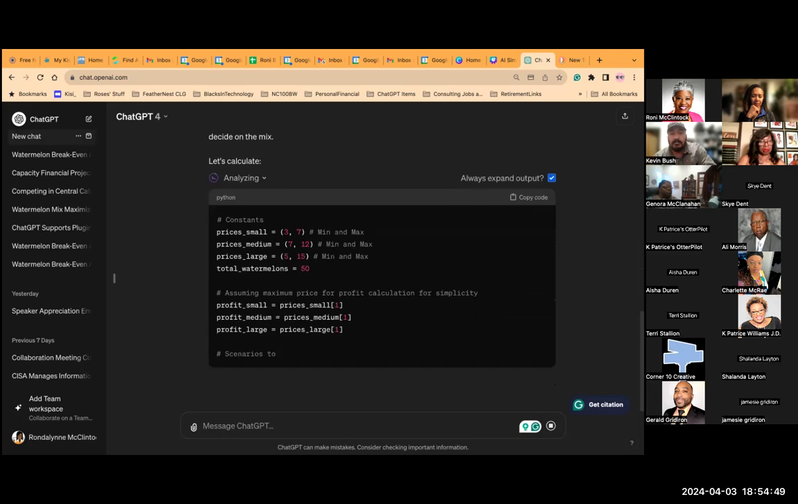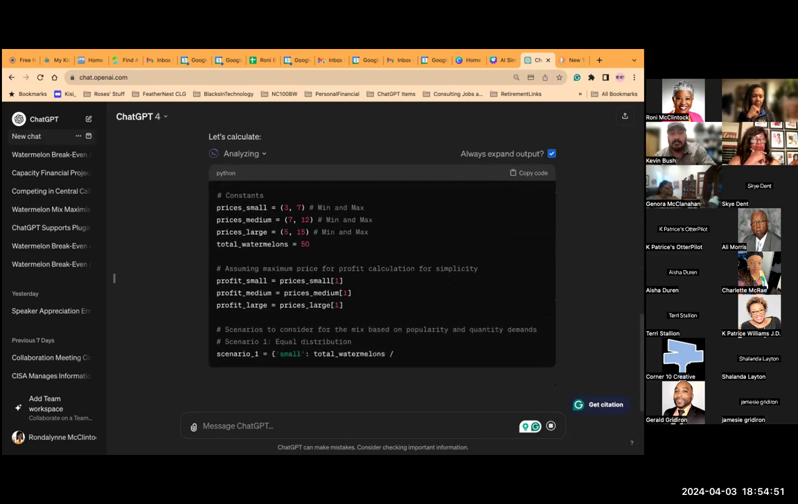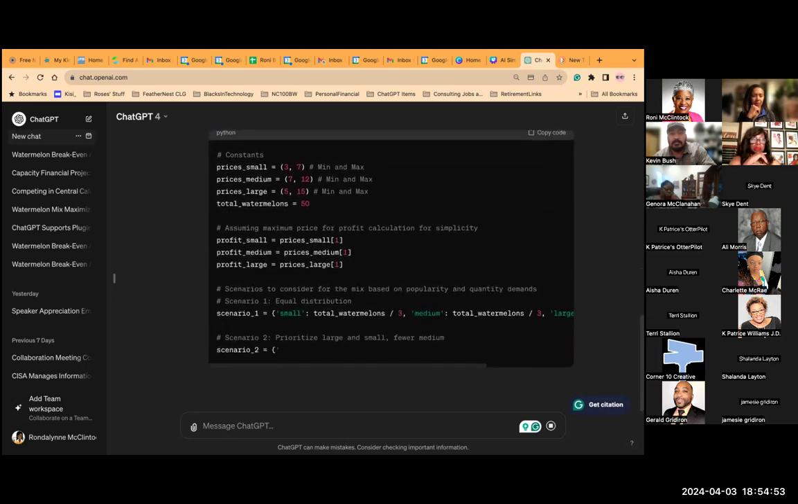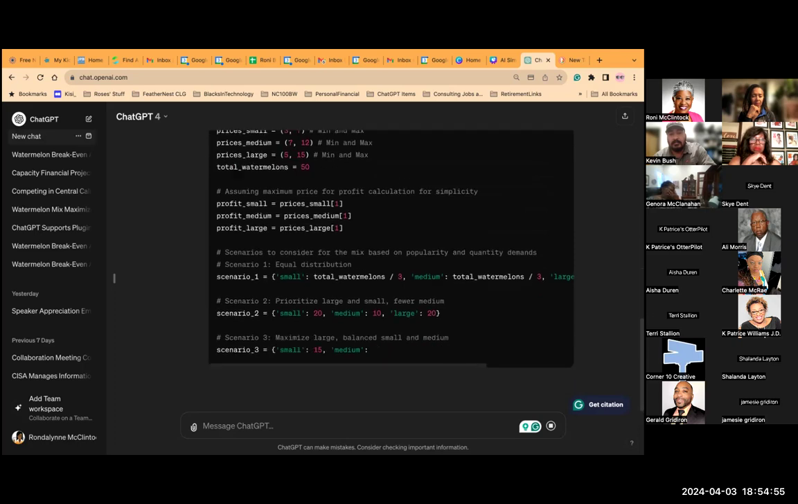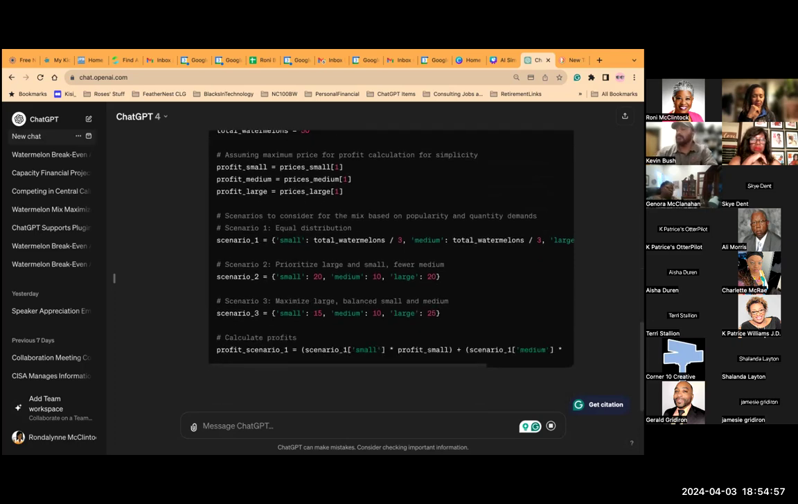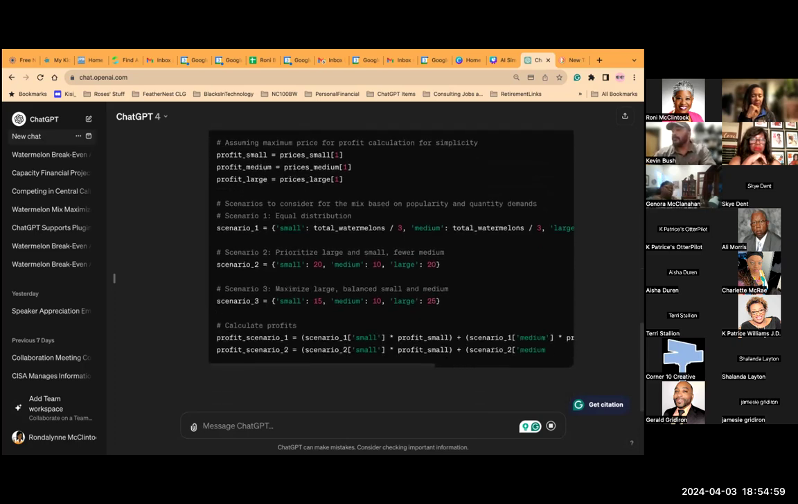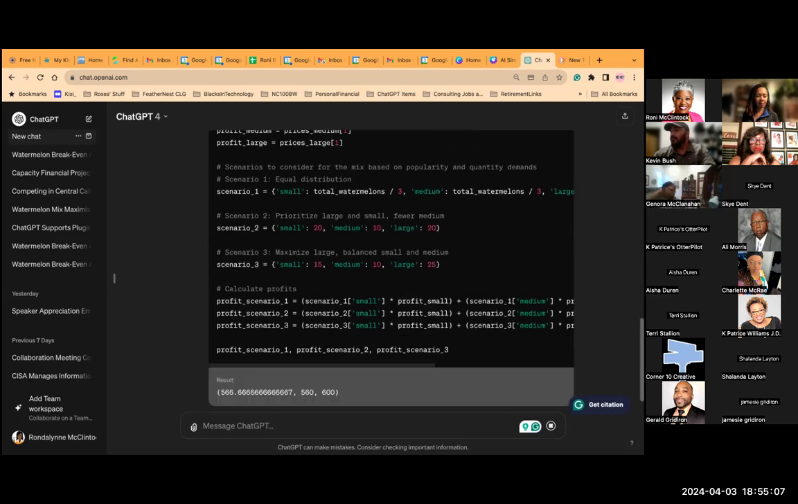This is fairly new. It gives you the Python code, so you can actually copy that code yourself and run it in Python if you want. You can tweak it, which is kind of cool, for those of you who like coding. It's still doing stuff.